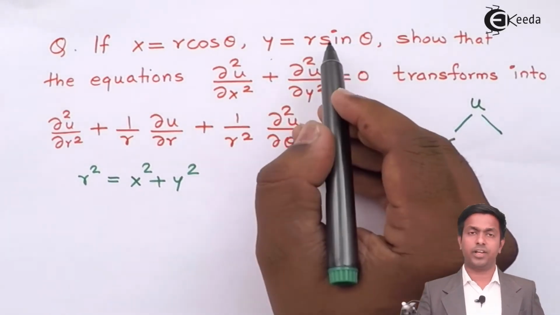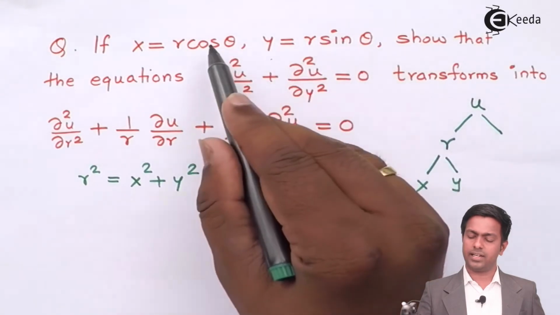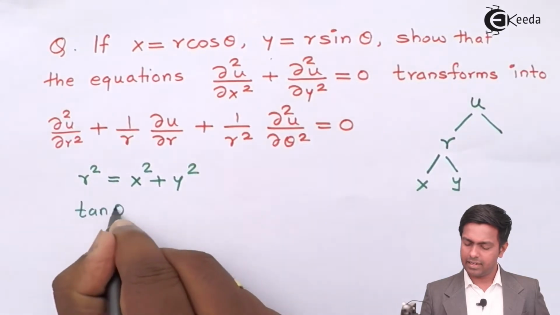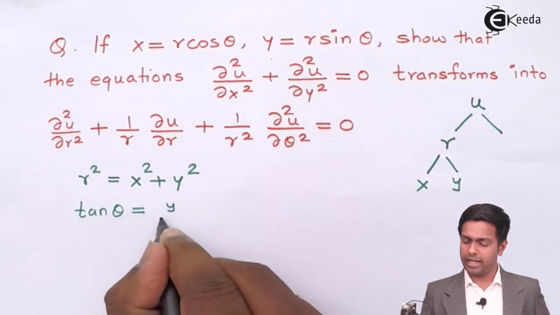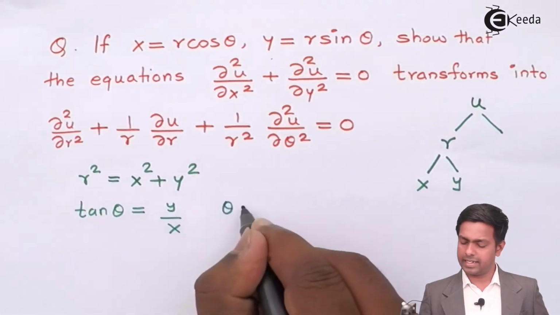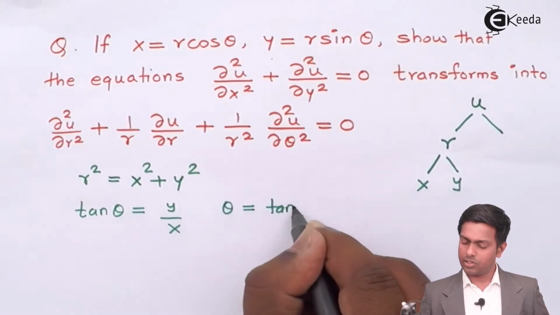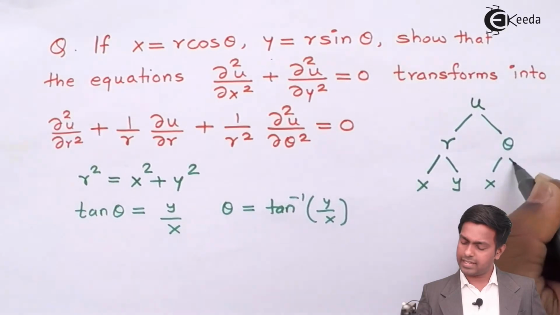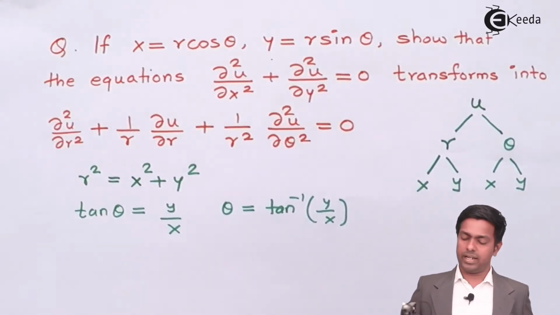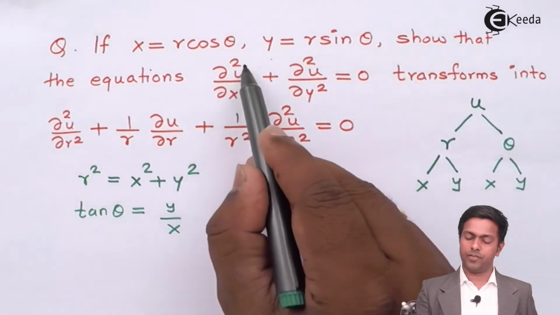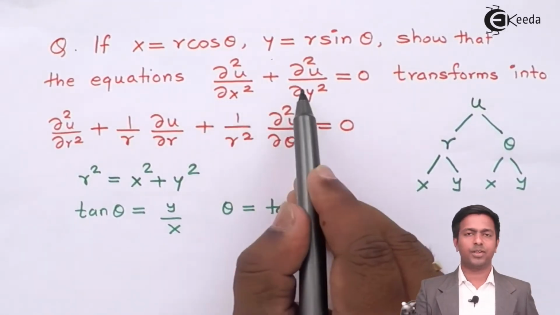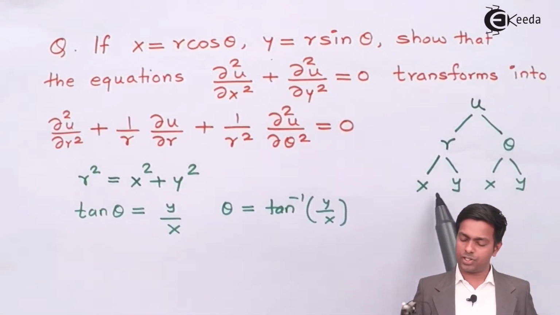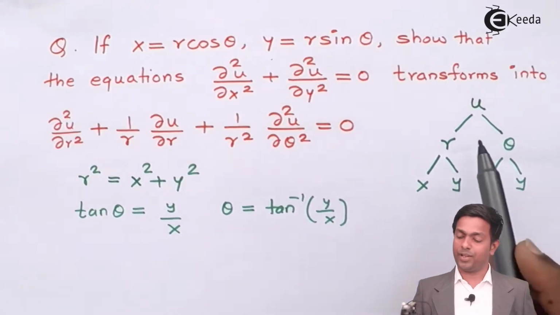Similarly, to find out theta, we'll divide these two equations. So sin theta upon cos theta is tan theta, and r and r cancel. So here I can say that tan theta is y upon x. Therefore, we can say that theta is tan inverse of y upon x. So here we are getting theta as a function of x and y again. Now it's correct that u is a dependent variable as we want and x and y are the independent variables. These are the two relationships which are giving us u as a function of x and y through the intermediate variables r and theta.